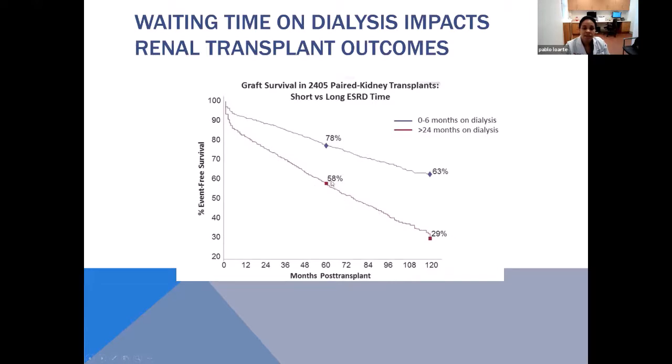At 5 years, it was 58% for those who were longer on dialysis, versus 78% for those who spent less than 6 months. And at 10 years, it was 63% for those who were less than 6 months on dialysis versus 29% for those who were on dialysis for a longer period of time. So you want your patients to get transplanted as soon as possible, and ideally preemptively before they even start dialysis.